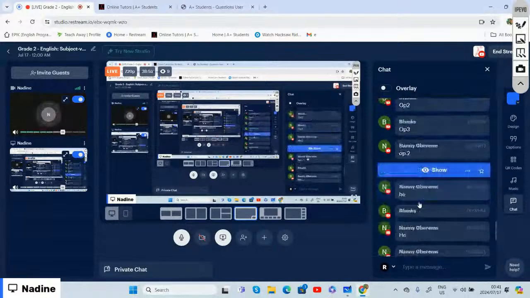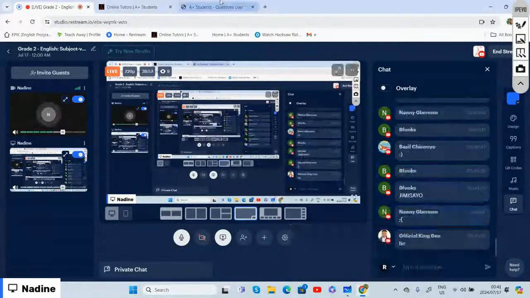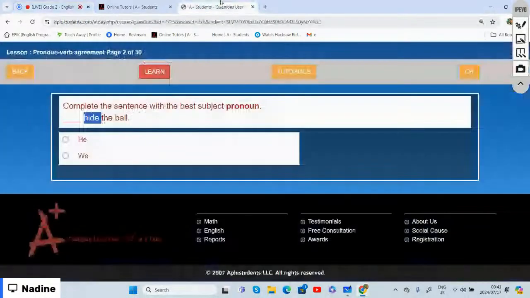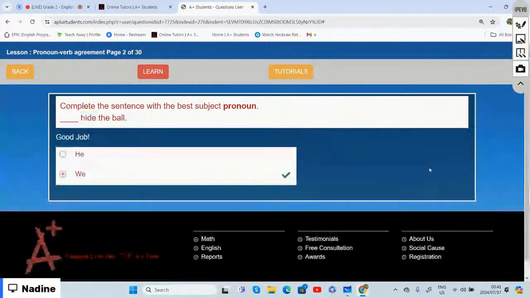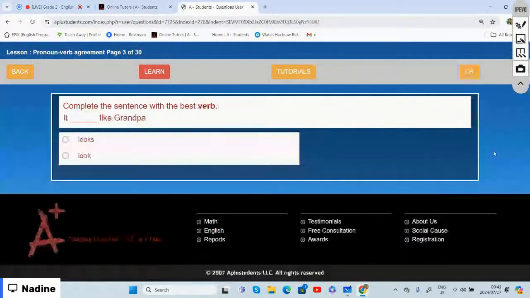All right, so if we were to choose the correct one, then we will say we, more than one, we hide the ball. More than one person hide the ball. One person hides the ball, right? Which means that our subject is we. Let's go to the next one.